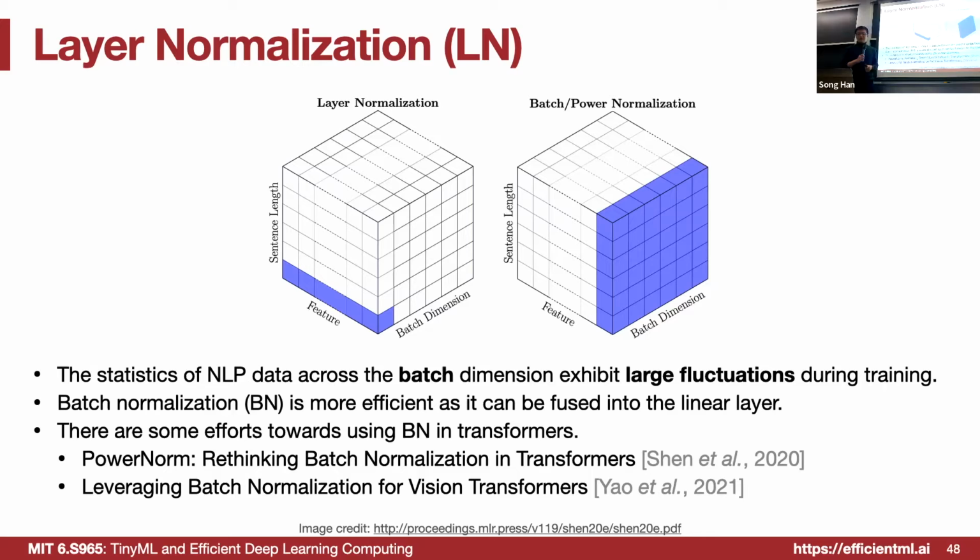There's some bad thing and good thing about this layer norm. The bad thing is that the layer norm cannot be folded into the batch normalization. So batch normalization is more efficient for inference. So there are several efforts trying to use batch normalization instead of the layer normalization, like these two pieces of work.